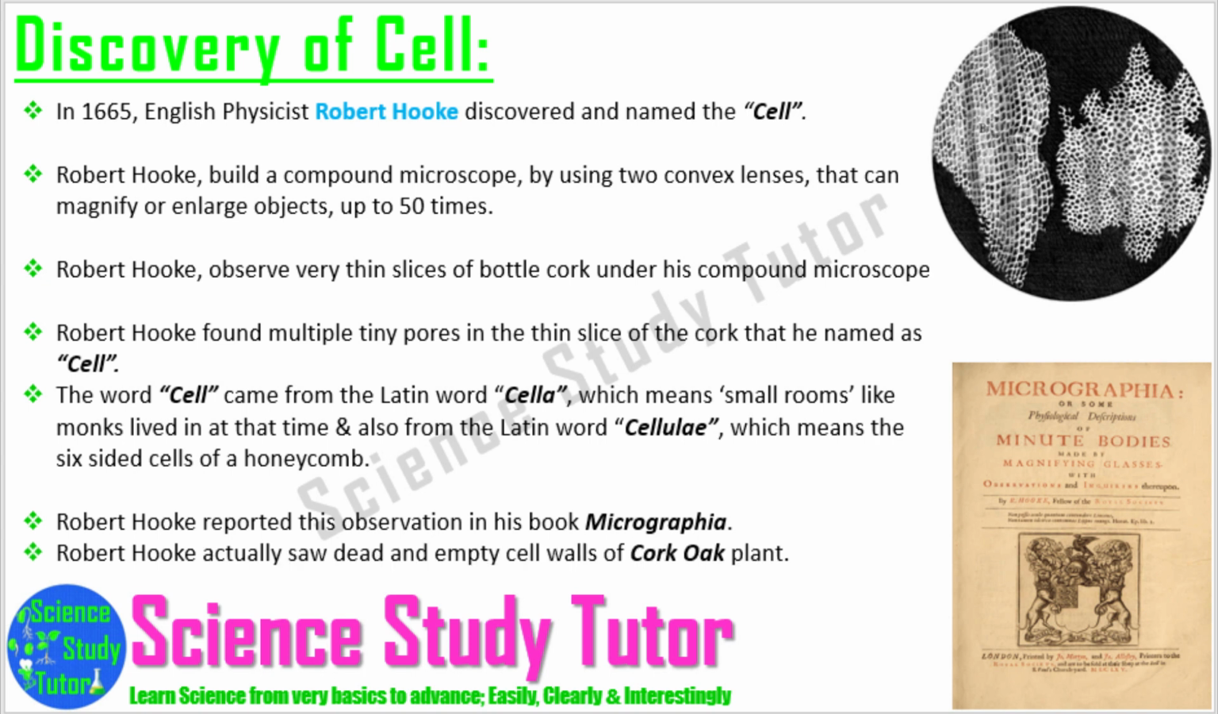Robert Hooke actually saw dead and empty cell walls of the cork oak plant. Robert Hooke did not know the real structure or function of the cells. Robert Hooke was unable to see that there are other internal components or structures inside the cell, such as the nucleus and other organelles found in most living cells.